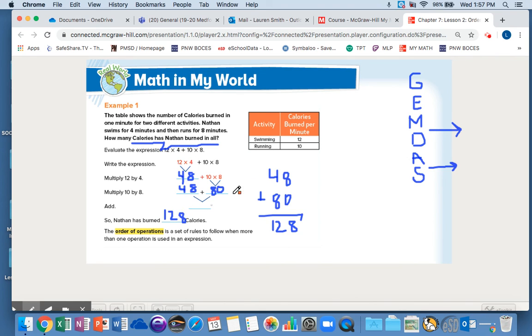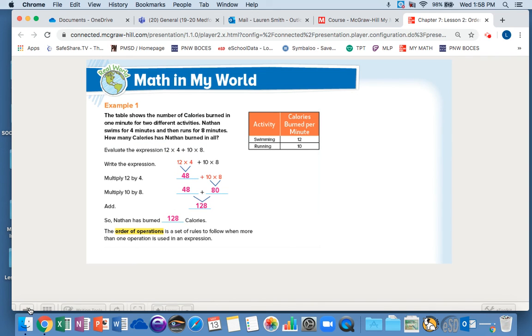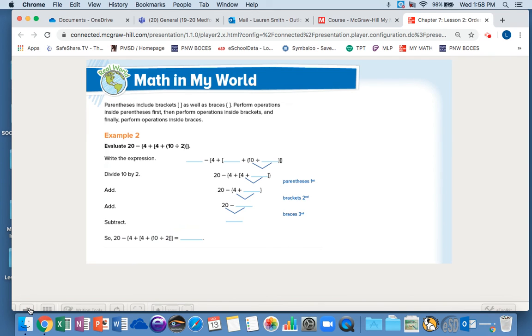The reason we get the right answer is because we did this in the right order. As long as everyone follows the same order of operations, you'll get the right answer. Okay, so let's try another example. Perfect, 128 calories. All right, so let's try this one.